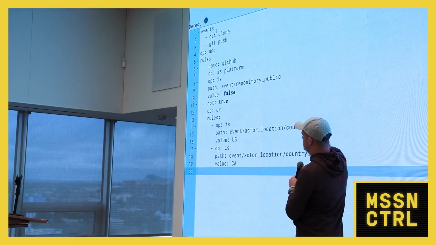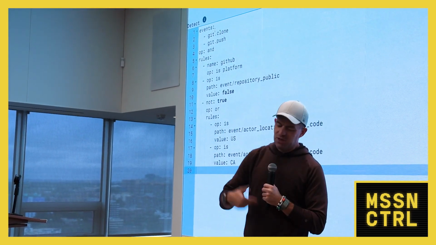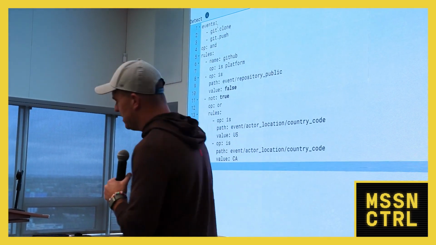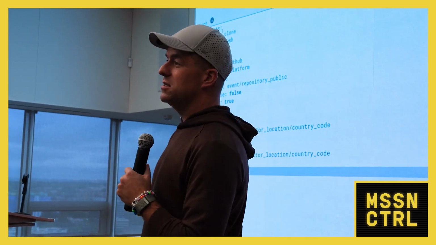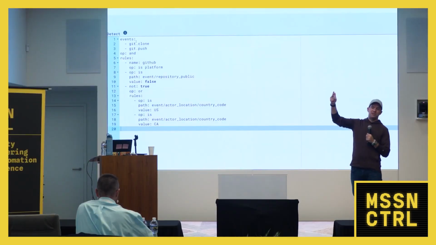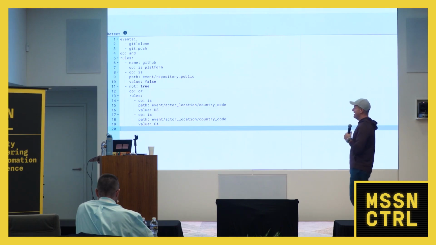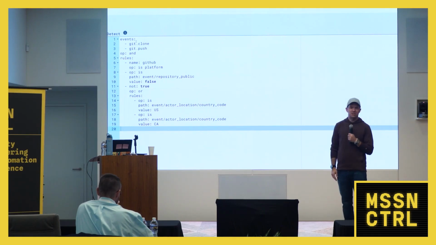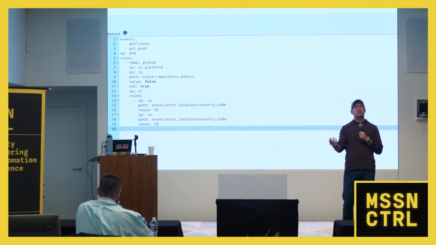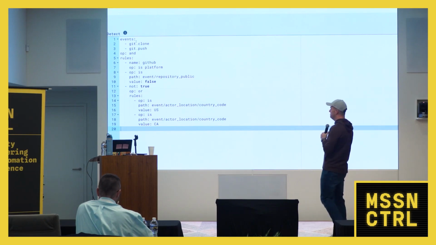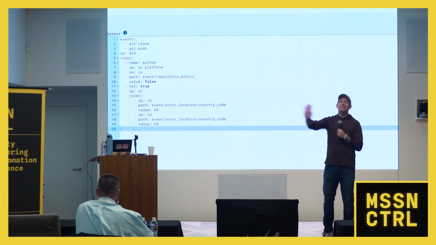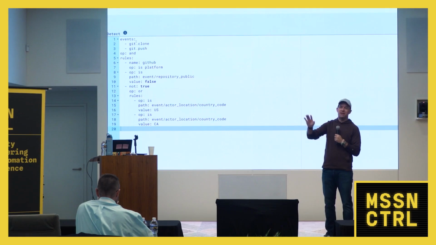I'm looking for instances of where the actor location, the person who did the thing, is outside of the US or Canada. In short, I'm looking for clone or push events against private repositories from someone who's outside of the US or Canada. Inherently, that's not malicious. However, that's a question I'd like to ask of my environment. Maybe I don't want anybody outside of the US or Canada touching my data.